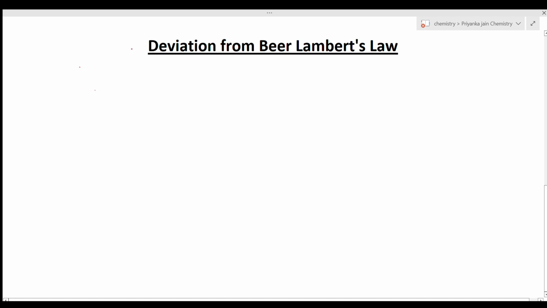Now one more important thing that is asked is the deviation from Beer-Lambert's law. In Beer-Lambert's law, we plot a graph between absorbance and the concentration of the solution, and we get a straight line.